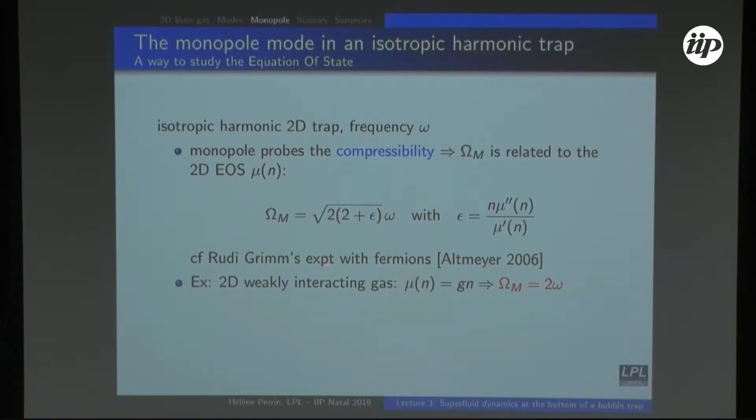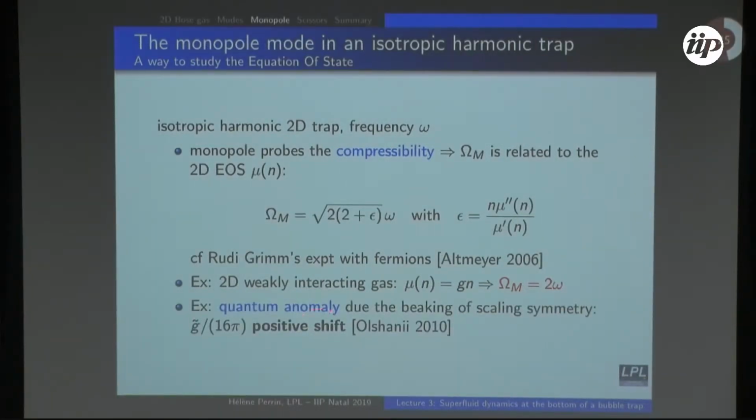So this has also been used in an experiment with fermions to probe the equation of state. So let me consider a few possible equations of state. If I have a 2D weakly interacting gas, a very nice and usual 2D gas, not too strongly confined transversally to avoid problems, then I have the regular equation of state mu equals g n, and I expect a frequency at 2 omega. Now, remember what I told you about going too far by compressing the atoms. Then, in this case, you have another length scale which appears in the problem, this a_2D.